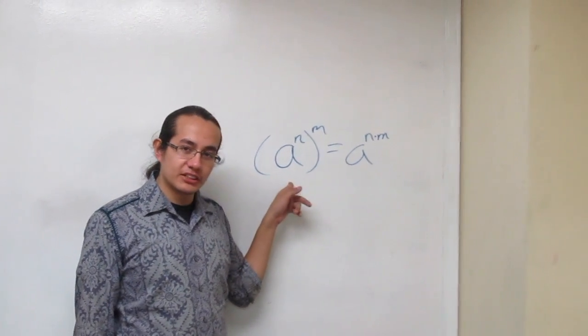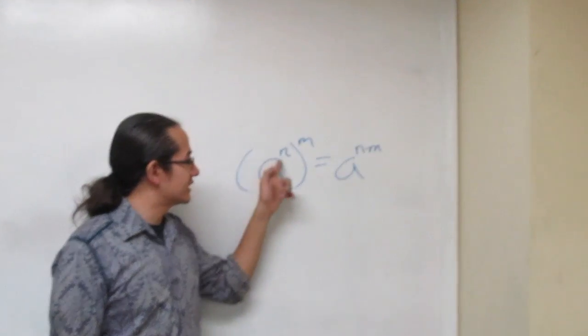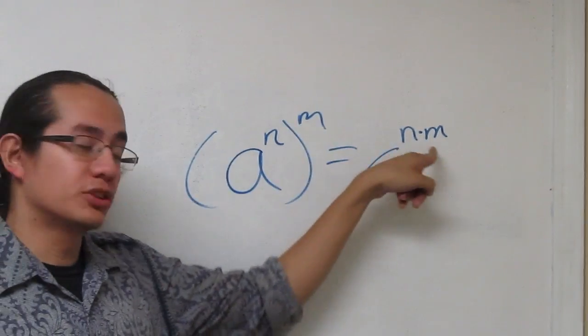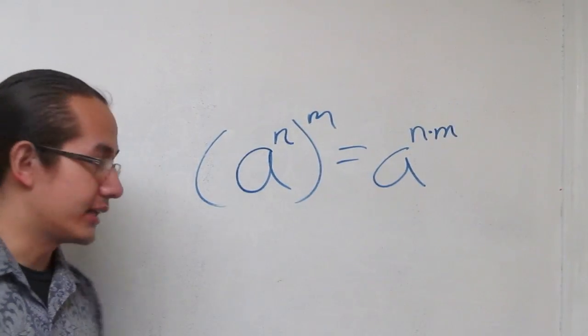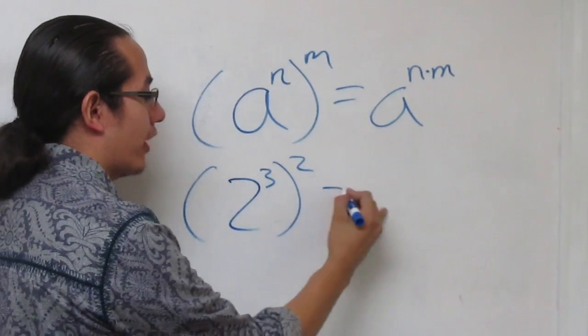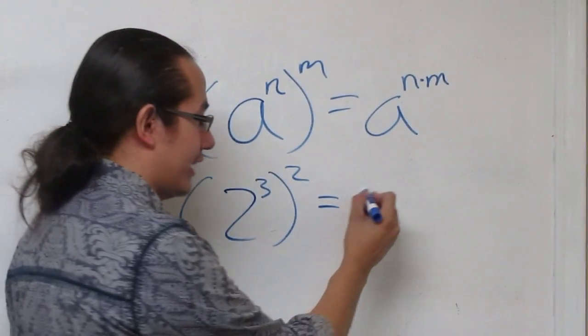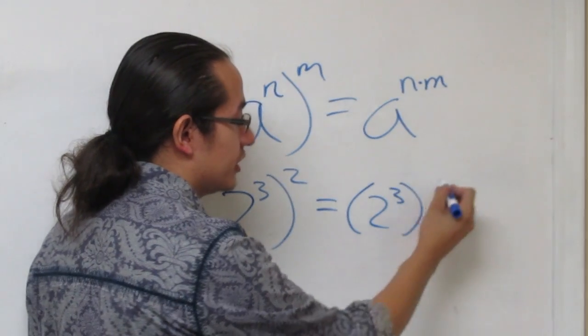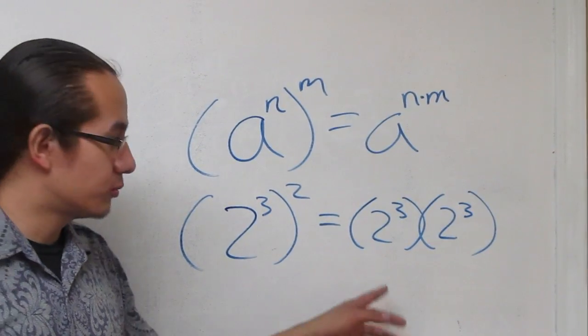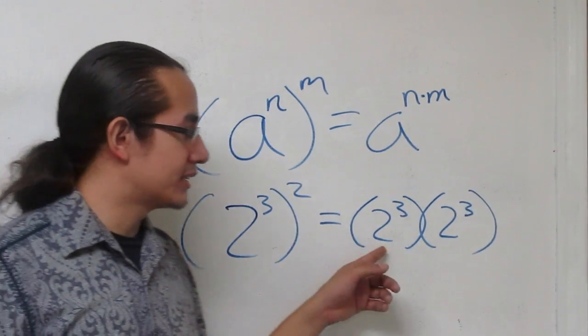So now we're going to talk about this one. Now notice whenever you have parentheses, so you have something to a power, parentheses raised to another power, we're actually supposed to multiply the powers. Why is that? So let's say I have 2 cubed and I'm squaring it. What does that mean? I have 2 cubed times 2 cubed.